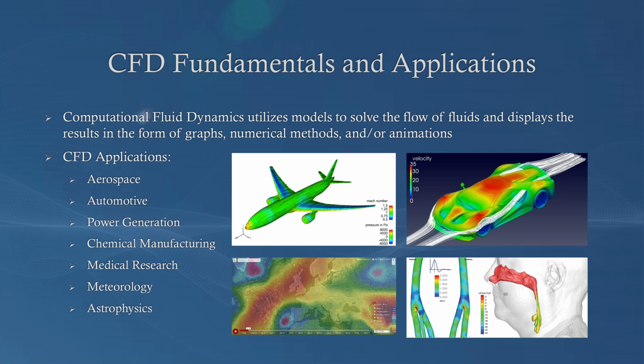Here we have some examples of CFD in action. Here it can be seen in aerospace and automotive, where the velocity and pressure can be observed. Then it can also be used in weather forecasts, as you can see in the bottom left, and in the bottom right, it can also be used in medical research, like for nasal passages and arteries.